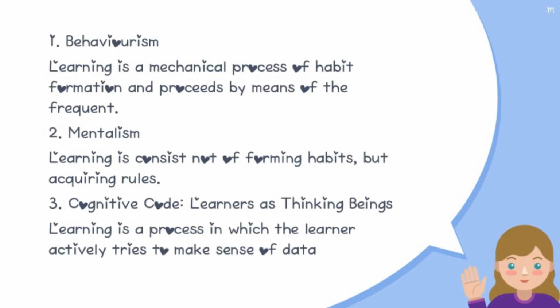The first is behaviorism. Learning is a mechanical process of habit formation and processed by means of the frequent. The second is mentalism. Learning consists not of forming habits but acquiring rules. The third is cognitive code. Learners as thinking beings. Learning is a process in which the learner actively tries to make sense of data.